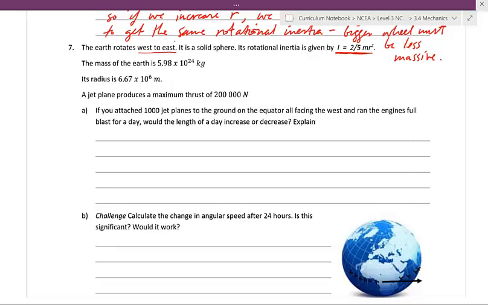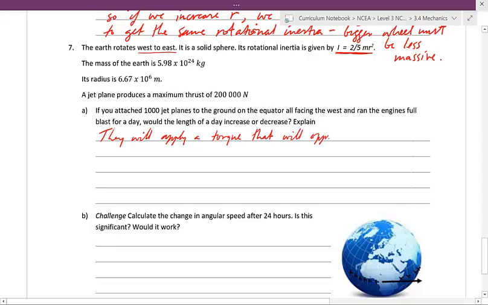So they will apply a torque that will oppose Earth's spin. So the day would get longer. Okay, so we can say angular velocity would decrease.